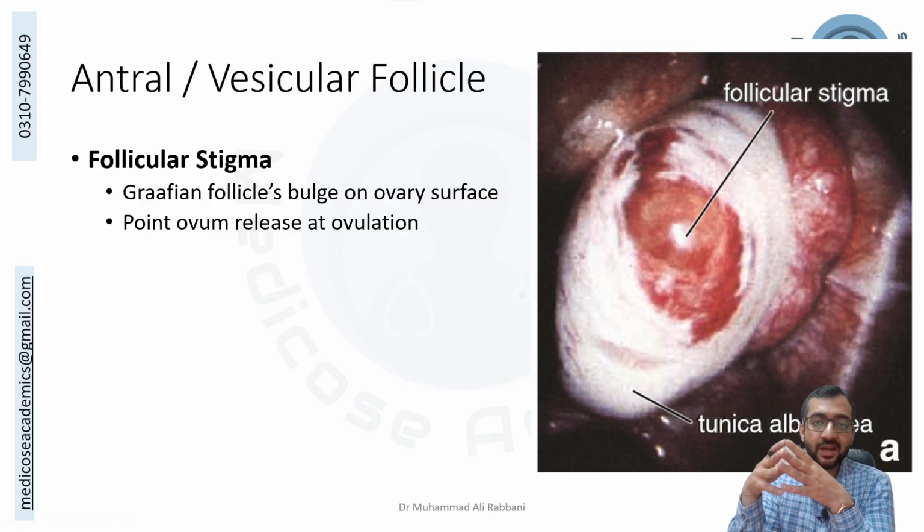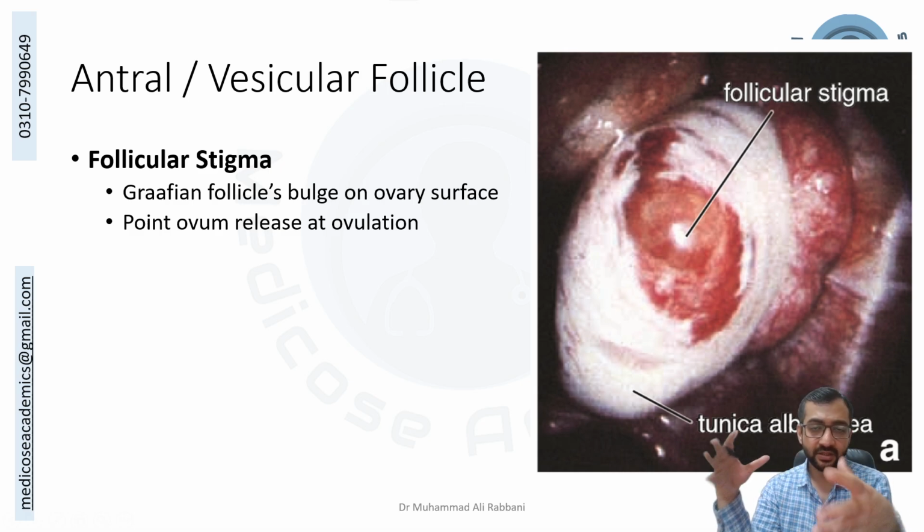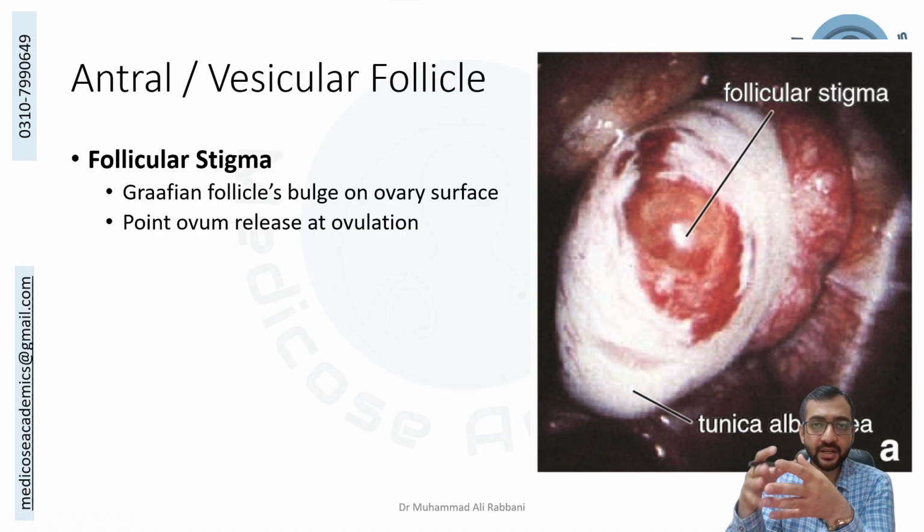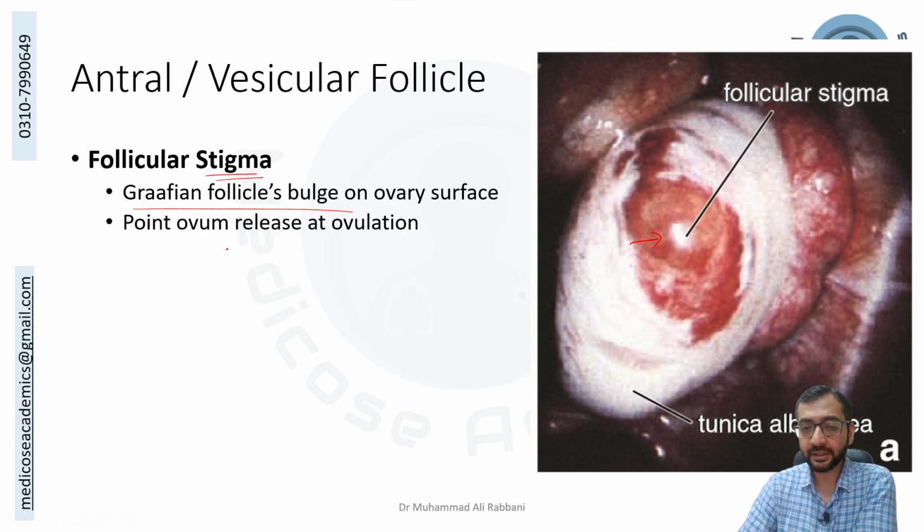So as you can see, this is the laparoscopic image of the ovary. As the follicle becomes such large, 25 millimeters or 2.5 centimeters, it actually pokes a protrusion on the surface of the ovary. This protrusion on the surface of the ovary is called stigma. This is the bulge created by the Graafian follicle, and that is how you can identify it. This is the point where you will have the ovulation, and this information comes in handy when you want to aspirate the ovum for assisted reproductive techniques.